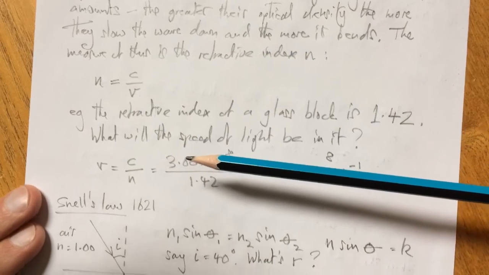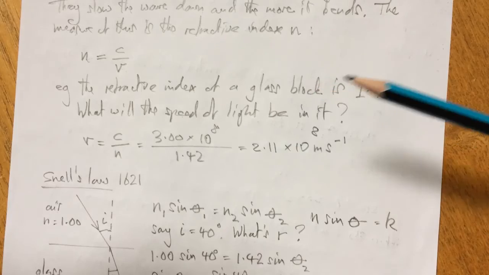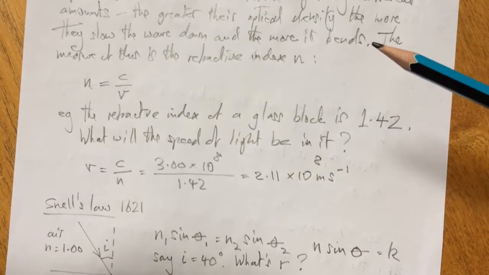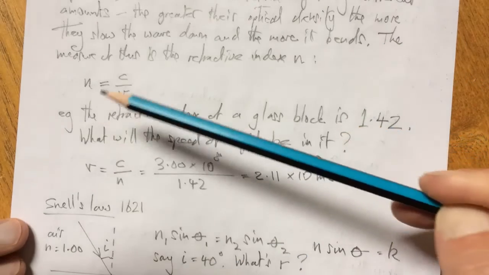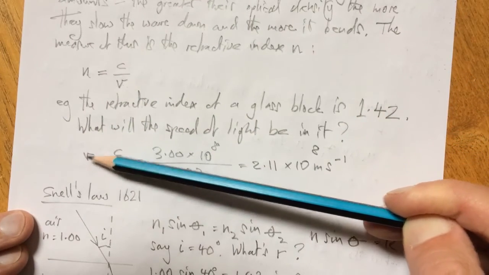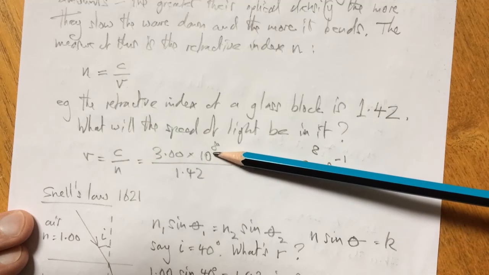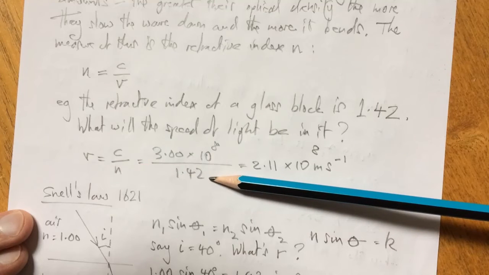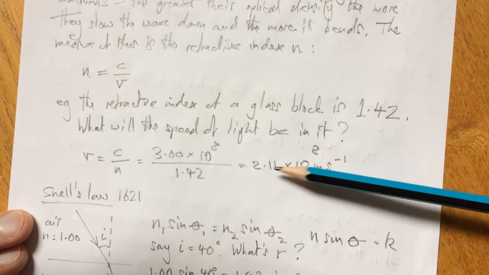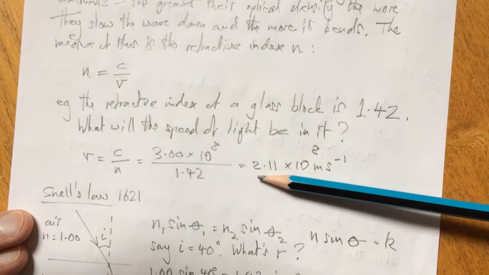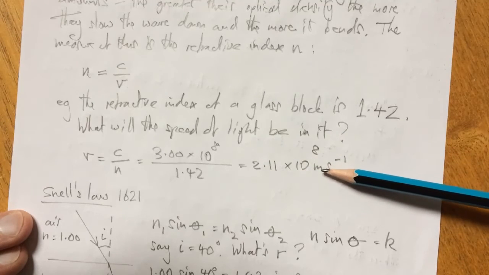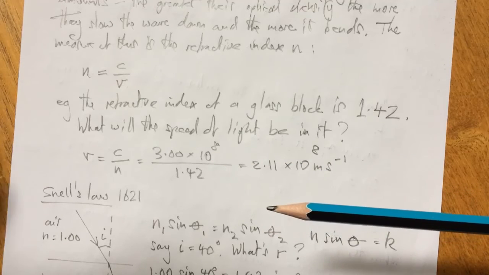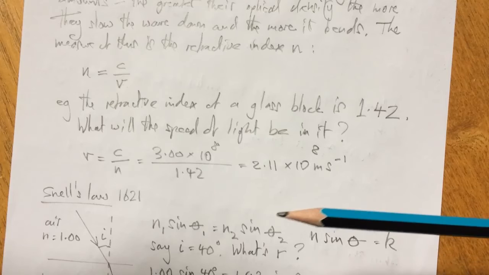Let's have a look at it another way round. You could say the refractive index of a glass block is 1.42. What will the speed of light be in it? We could rearrange this. You get v equals c over n, speed of light in a vacuum 3 × 10⁸ meters per second, divided by the refractive index of the glass, 1.42, gives us a speed of about 2.1 × 10⁸ meters per second. Obviously it's less than the speed of light in a vacuum. That's the universal speed limit. Nothing can go faster than that.